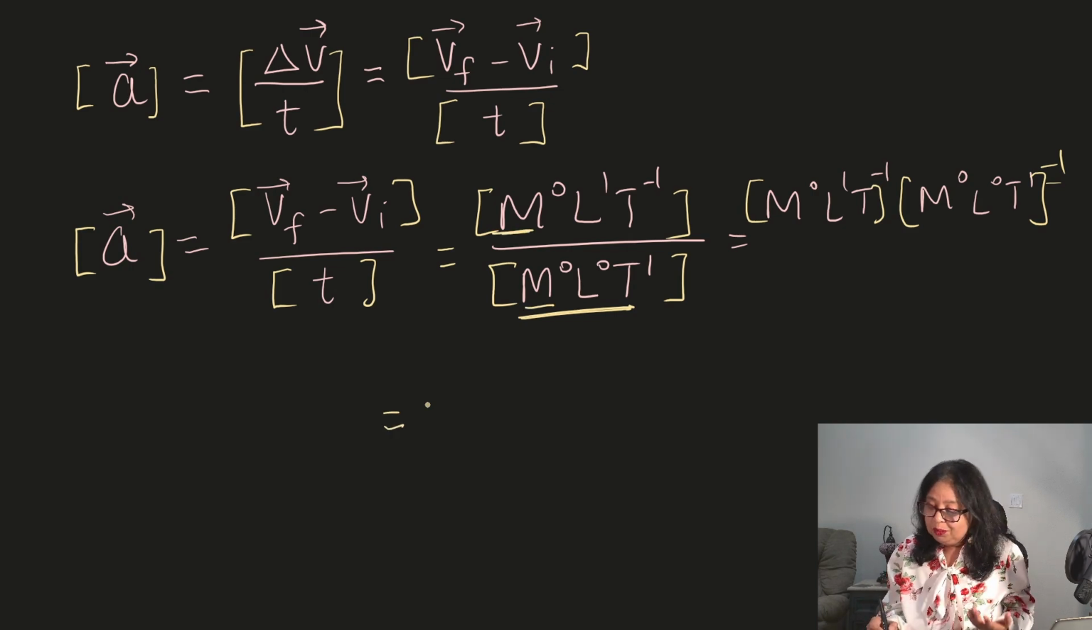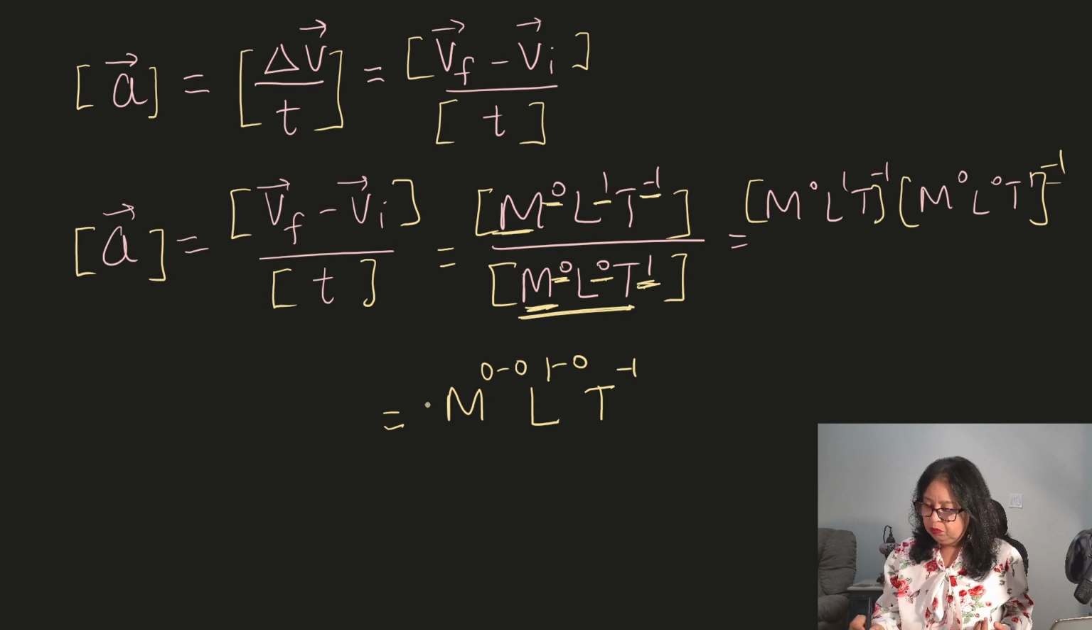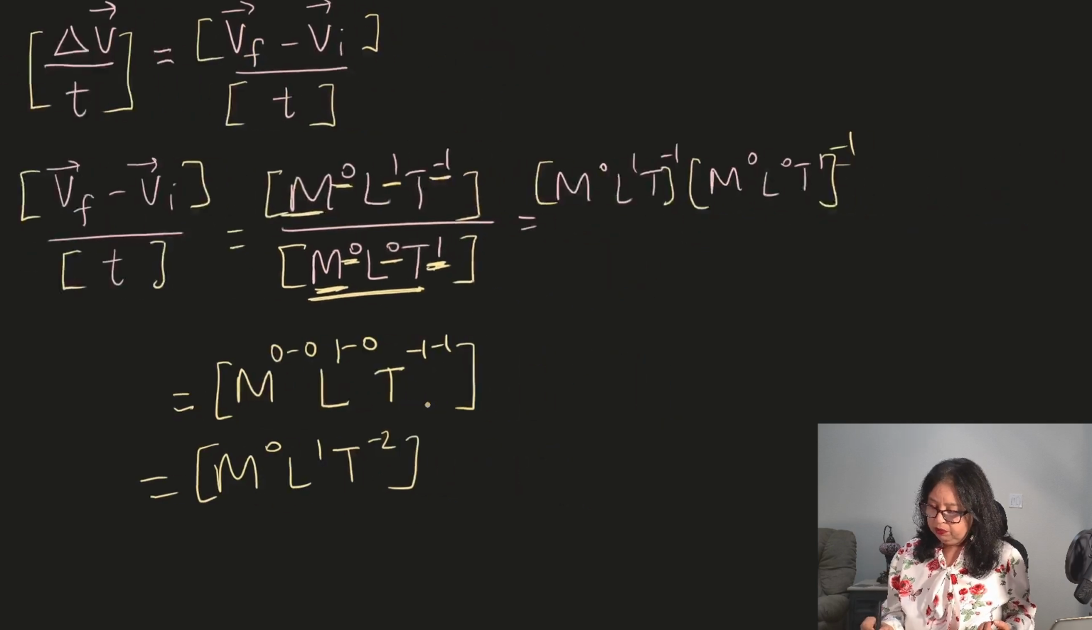You know that m0 divided by m0 is going to be m0 minus 0, this 0 minus this 0 here, correct? Then we have L to the power 1 minus the 0. Then we have T to the power this minus 1 divided by this T1. So this 1 becomes negative over here. This gives you m0 L1 T minus 2. You with me so far?